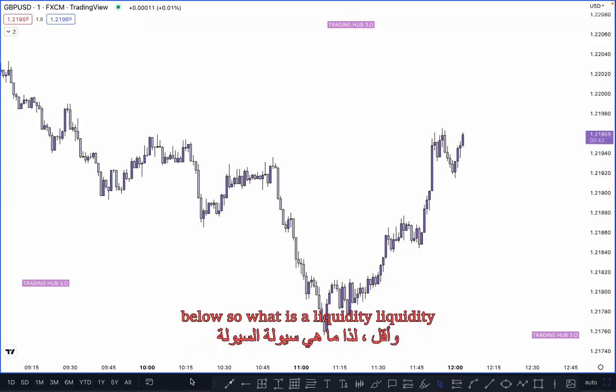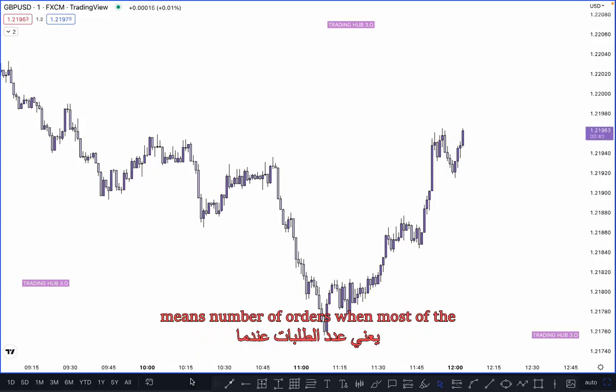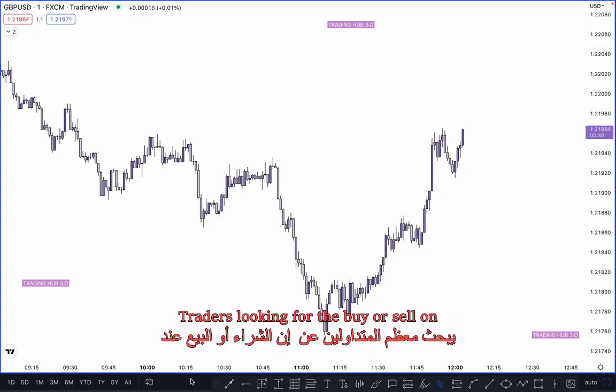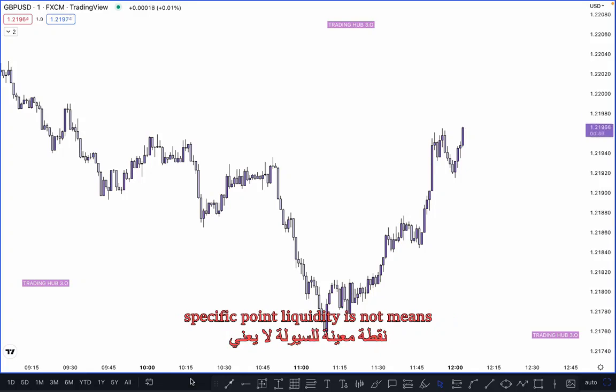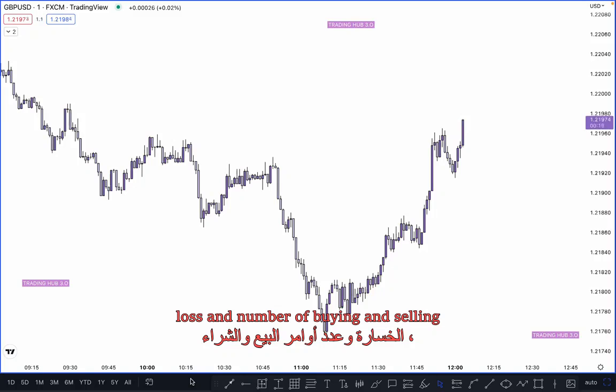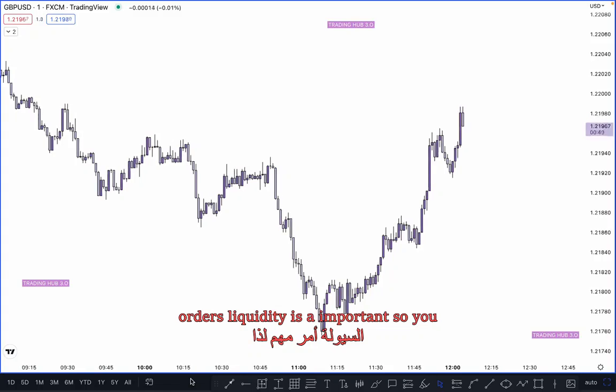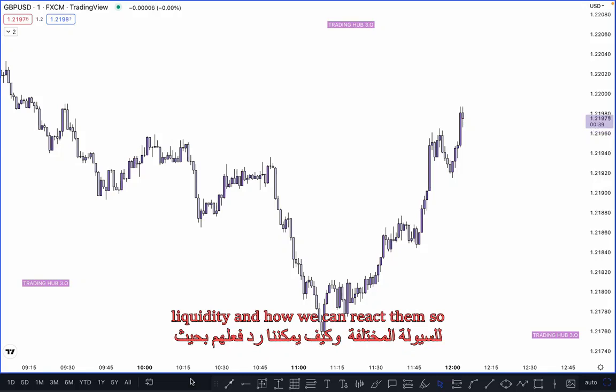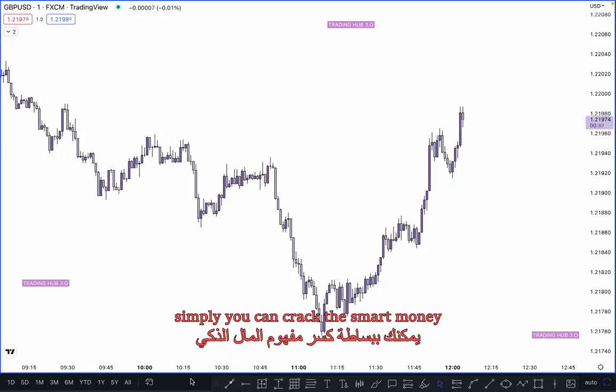So what is liquidity? Liquidity means a number of orders where most of the traders are looking to buy or sell at a specific point. Liquidity doesn't mean only stop loss. Liquidity means stop losses and a number of buying and selling orders. Liquidity is important, so you have to understand it very carefully and watch every chapter very carefully, because once you understand where the liquidity is and how we can react to it, you can simply crack the smart money concept.